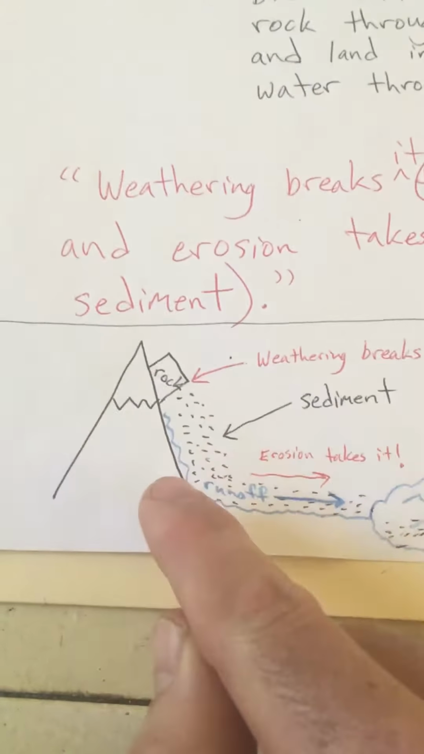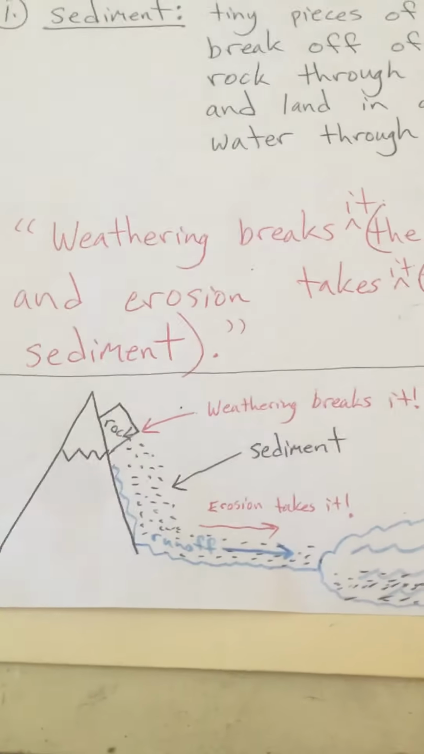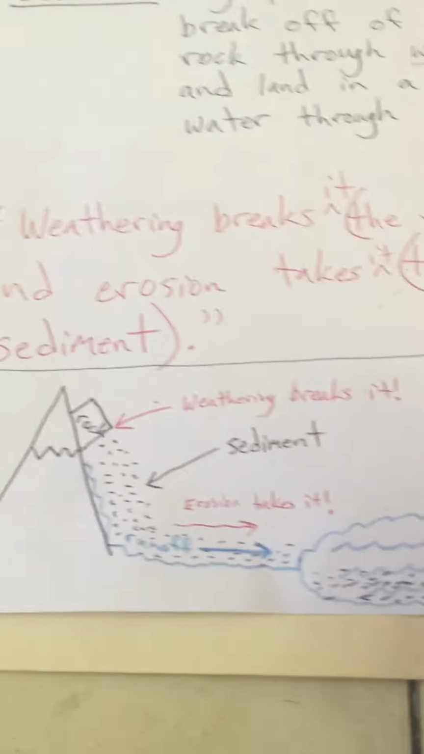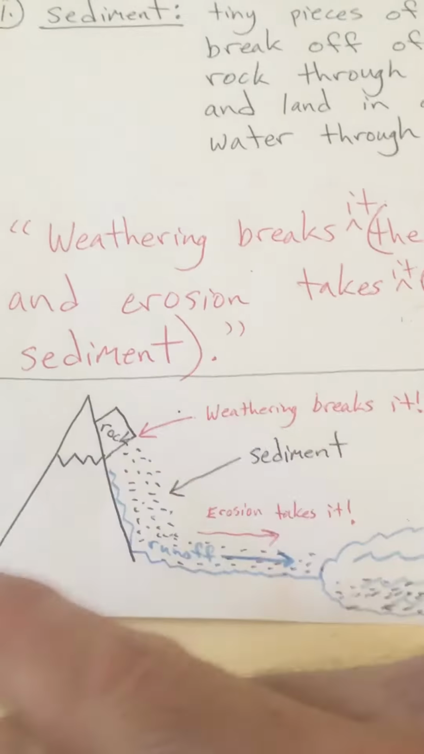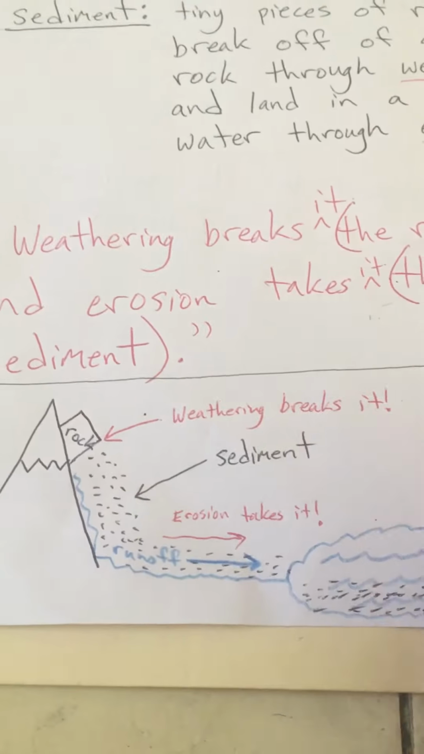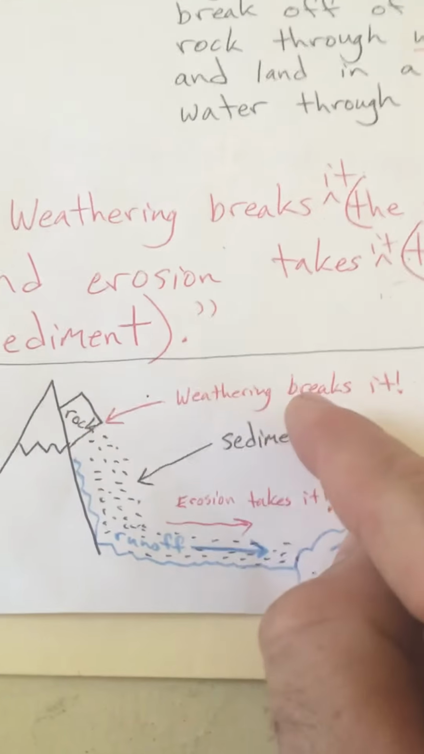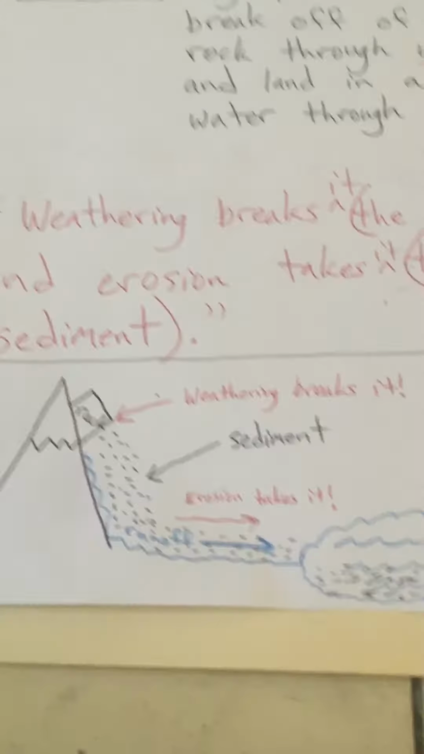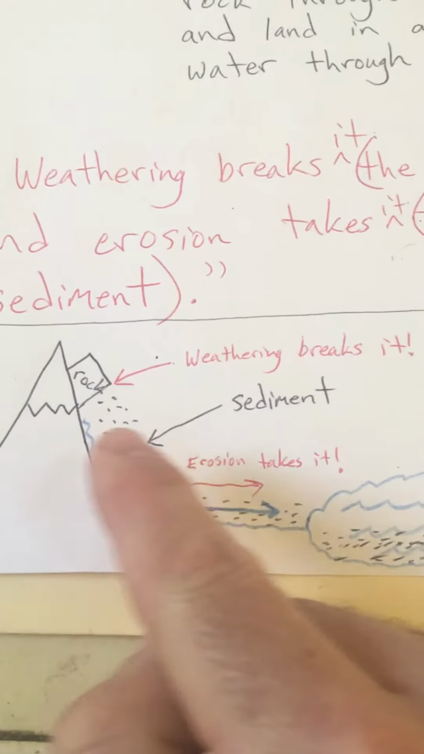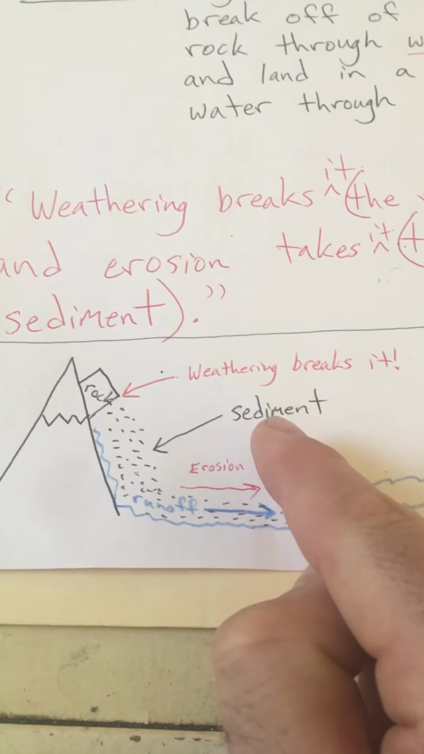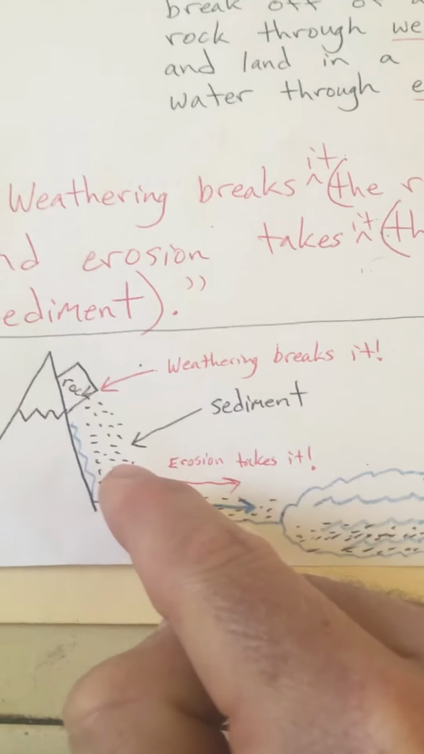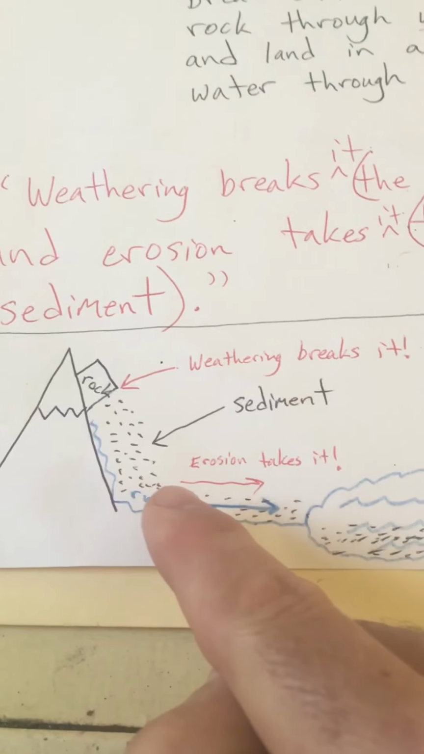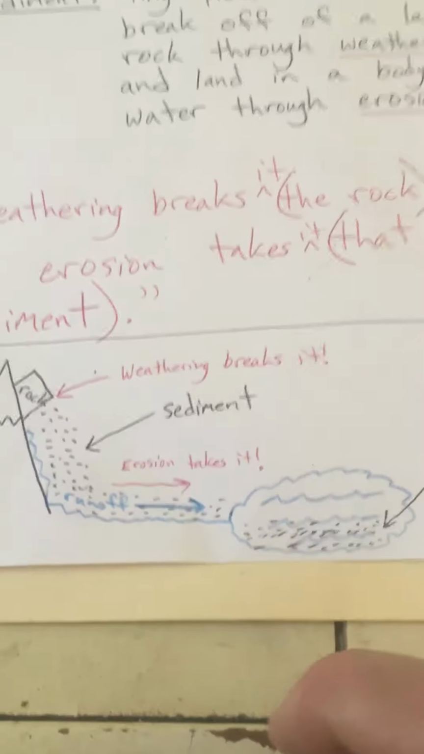So weathering, if we have a mountain here, here's Mount Tom. There's a big rock up at the top of Mount Tom. The weather hits it, wind crashes against it, rain, snow, hail, sleet, all crash up against this rock. And it's called weathering when it is breaking off into little pieces. Okay, those little pieces are called sediment. And those little tiny pieces of sediment, when they are moving somewhere else, that is called erosion.